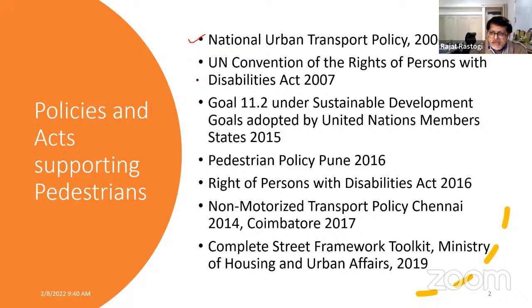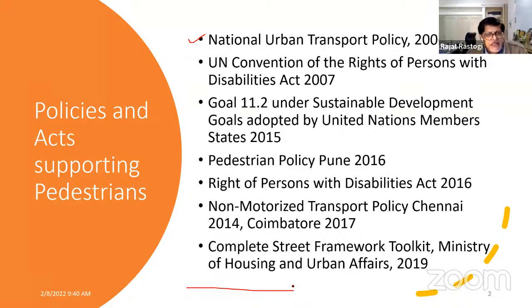Then there were again local or regional level interventions, like the non-motorized transport policy for Chennai, which came in 2014, and for Coimbatore in 2017. And apart from that, there is a complete street framework toolkit which can be used for the provision of the type of streets which need to be there, along with how we are going to implement or maintain those things. So a lot of things have happened in that direction. And the culmination of this is that when we started discussing the latest revision of IRC 103, which started in 2019 and 2020, we took care of all of these things.